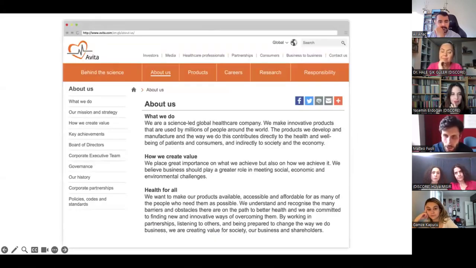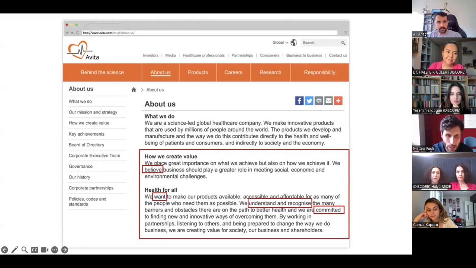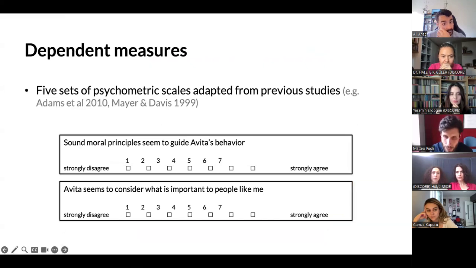And this is what the About Us page looked like. The trust building strategies I showed earlier were included in the second and third paragraph. And this is also based on a real About Us page, and we try to mimic it as much as possible. After seeing these texts, participants filled out a set of psychometric scales adapted from previous studies on trust.